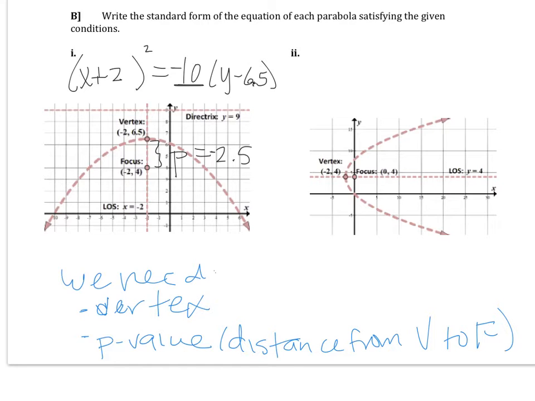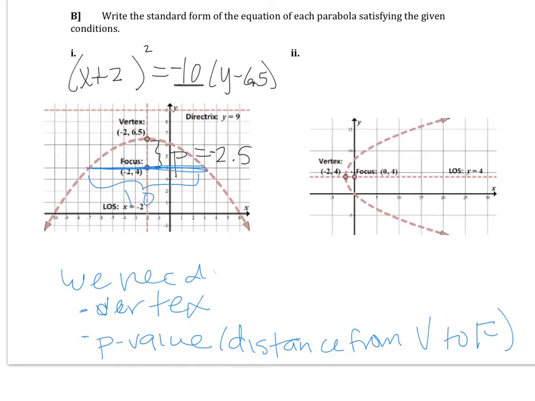Okay, the other way to determine that 4p value would be to look at the focal chord. The focal chord is the line that goes through the focus and touches 2 points on the parabola, and we can see that that focal chord is 10 units long. So either method is perfectly fine to use. It just depends on what information you have or what's easily seen on the graph.